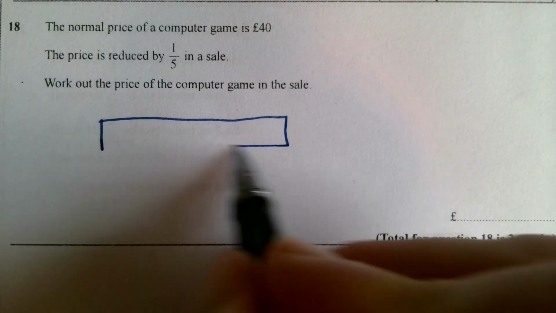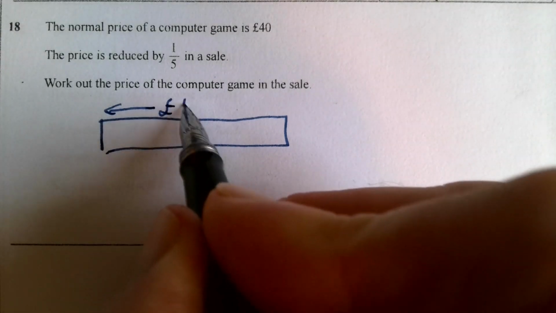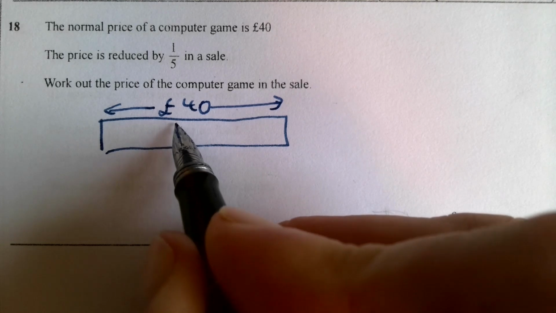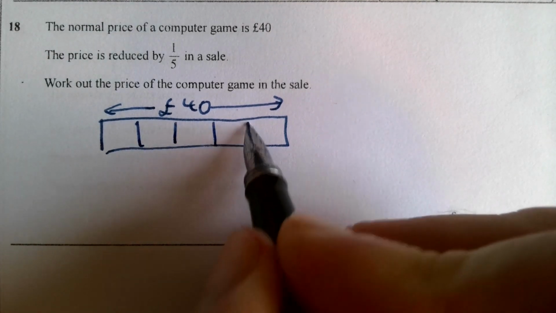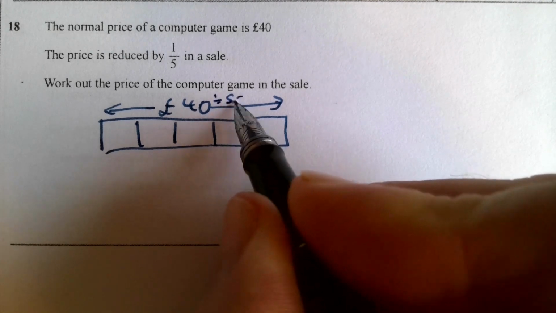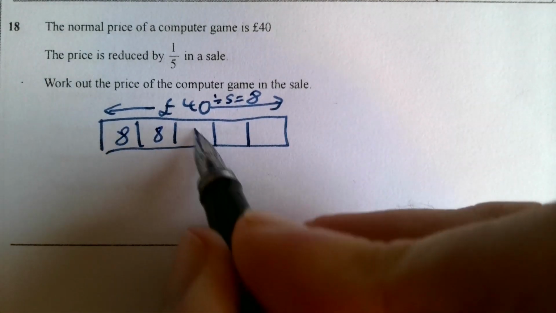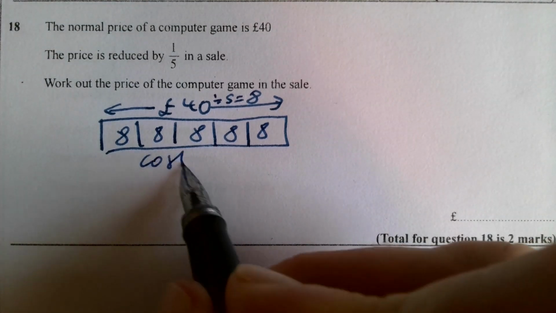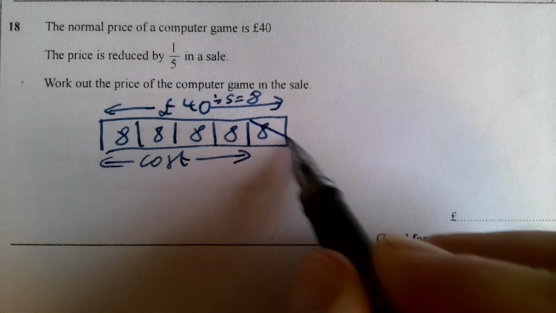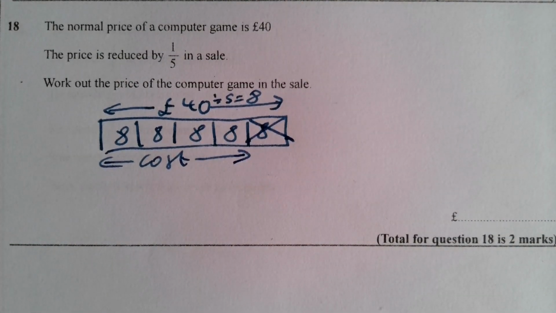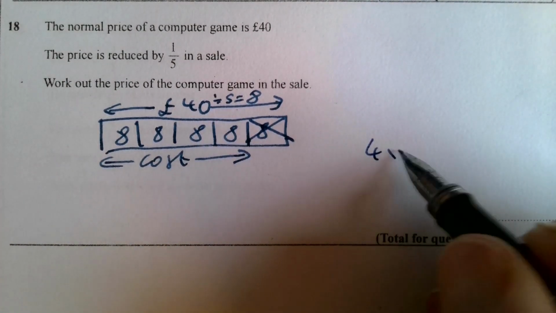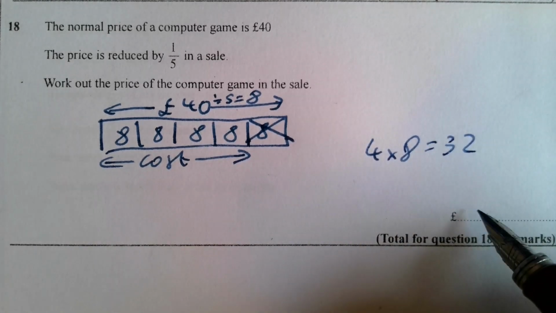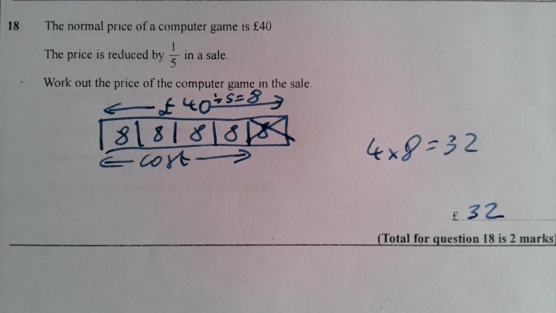So, your £40 is going to be divided into fifths. So 40 divided by 5 is 8. So we've got 8 in each one. So the cost is going to be all of that, and we're just getting rid of that. So it's either 4 times 8 or 40, take away that 8. Either way, you get 32. So it's £32 you're going to pay because it's 1/5 less than it was in the first place.